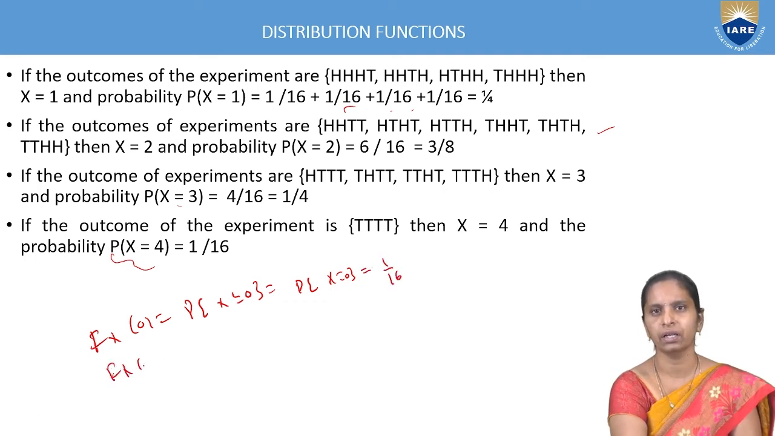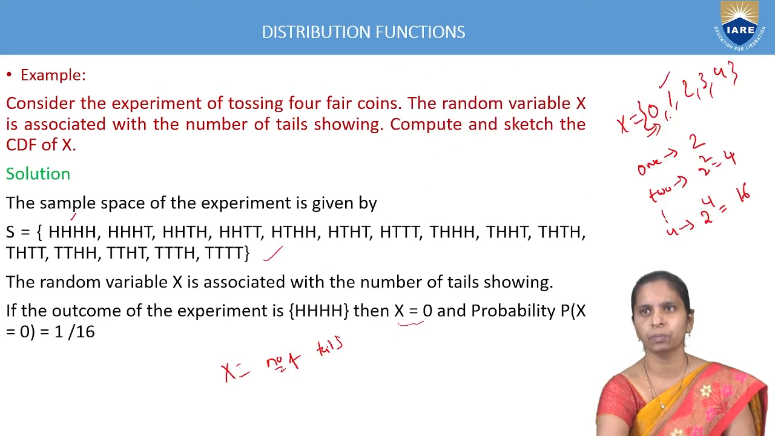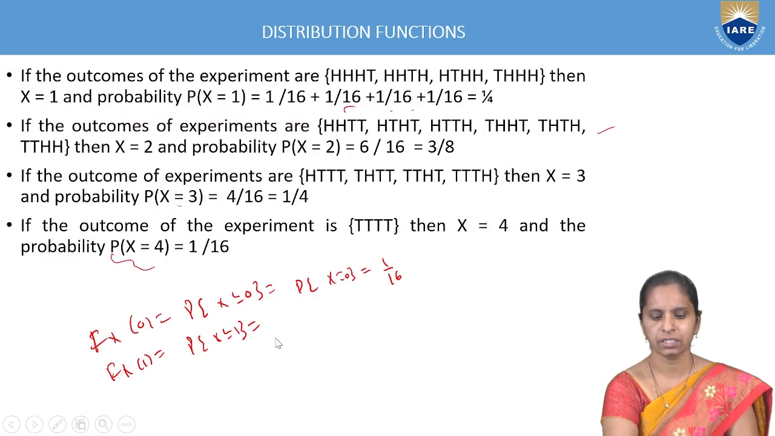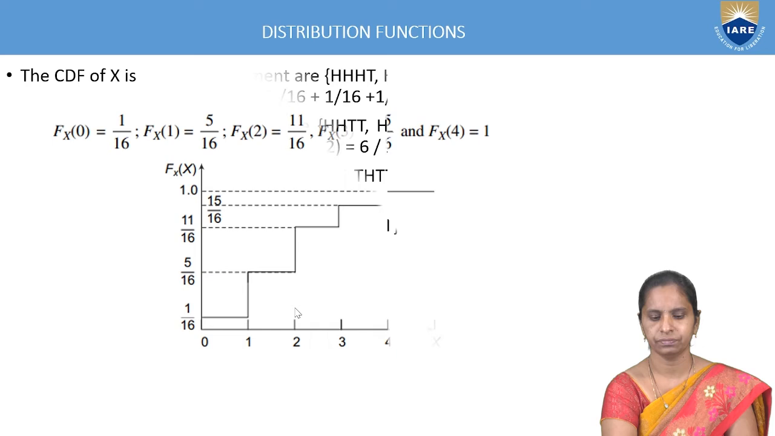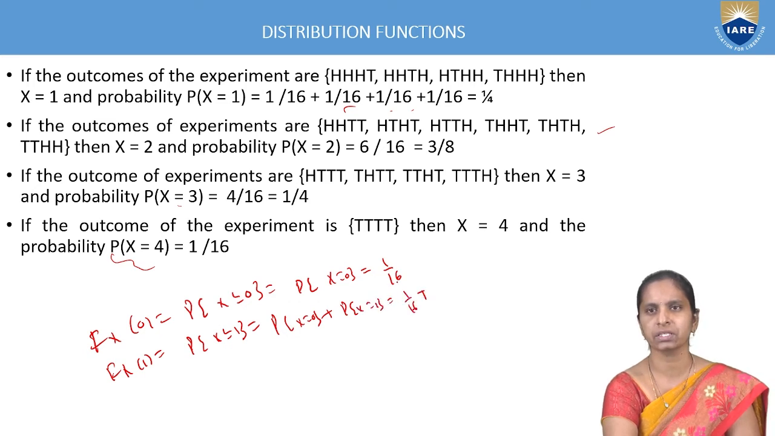Next, Fx of 1. What is Fx of 1? It is nothing but P of x less than or equal to 1. Less than or equal to 1 means up to 1 you have to take, that is 0 and 1. So it is P of x equals 0 plus P of x equals 1. That is 1 by 16 for P of x equals 0 and 4 by 16 for P of x equals 1. Then it is nothing but 5 by 16.